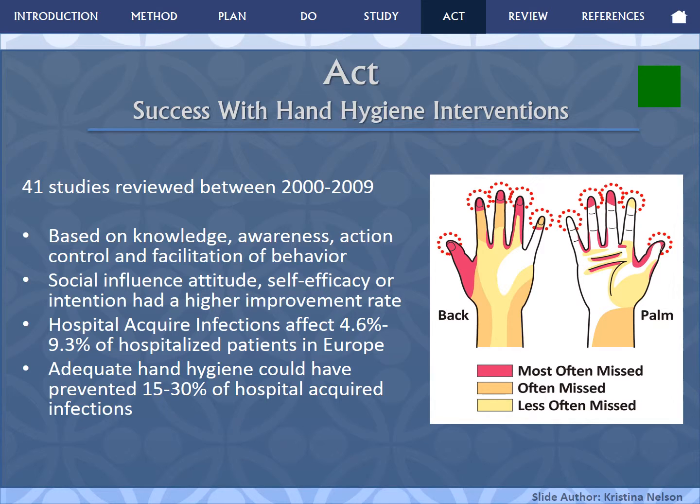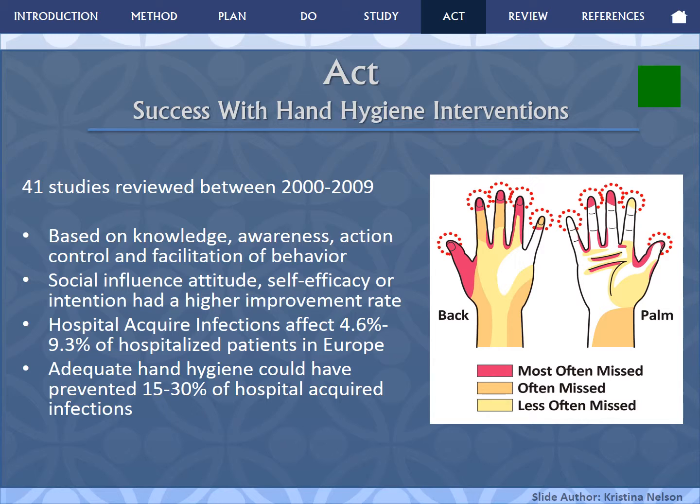So the last study that I'm going to talk about was done in Europe. This is where 41 studies were reviewed by an independent agency between 2000 and 2009. These studies were based primarily on either knowledge, awareness, action control, or facilitation of behavior. There were a few studies, however, that were based on social influence, attitude, self-efficacy, and intention. Within this study, it was found that 13 used a control design to measure the effects of hand hygiene improvement strategies on hand hygiene behavior.